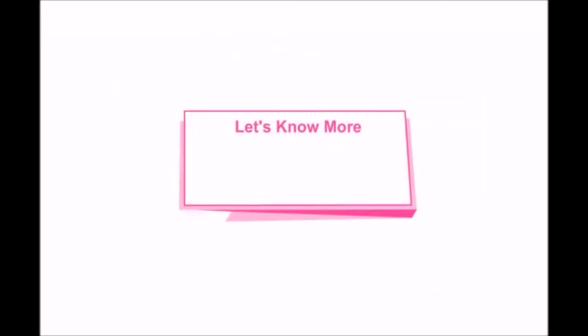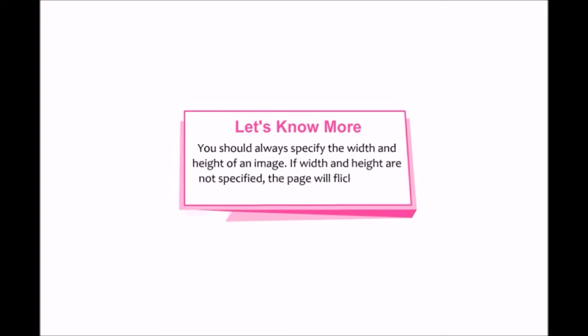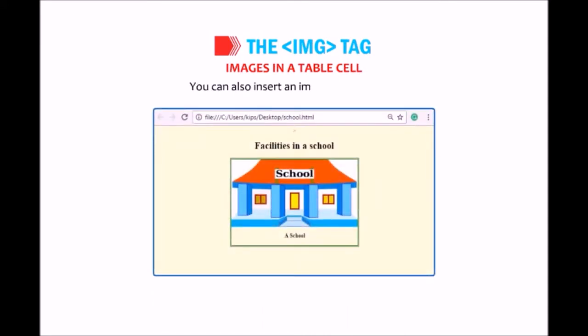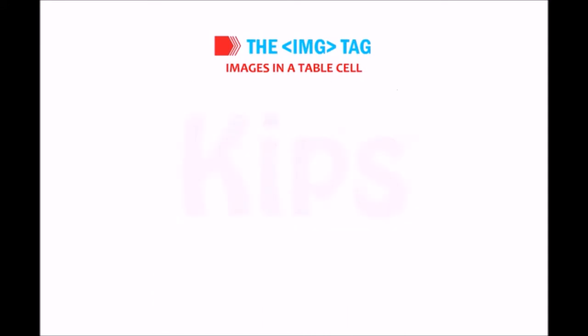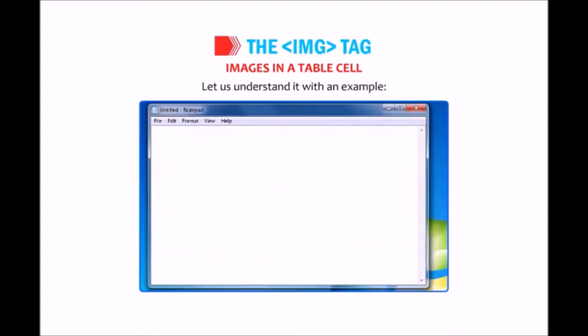Okay, let's know more. You should always specify the width and height of an image. If width and height are not specified, the page will flicker at the time of image loading. Images in a table cell. You can also insert an image in a table cell. Let us understand it with an example.